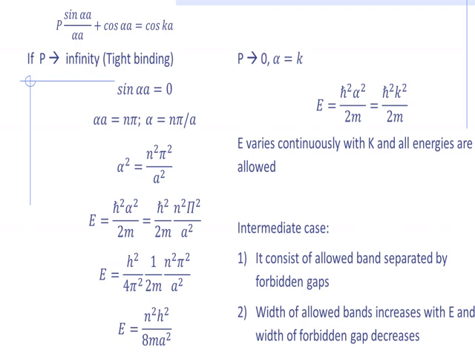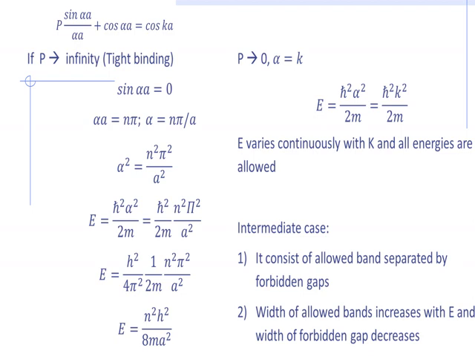Let us say that P is tending to 0. Look at the Kronig-Penney equation, which is written at the top. If P is tending to 0, this equation would be satisfied if αa would be equal to ka. That means α is equal to k.